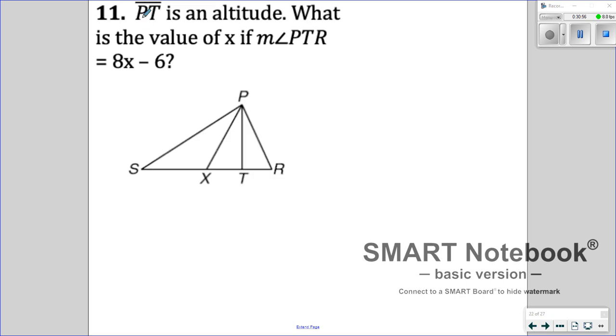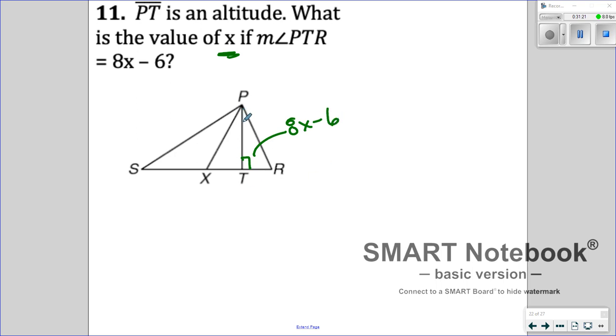And then another one, altitude is PT. So again, when they give you information, mark up your drawing so that you do not get confused with something else. And they say, what is the value of x if angle PTR is 8x minus 6? So this angle is 8x minus 6.